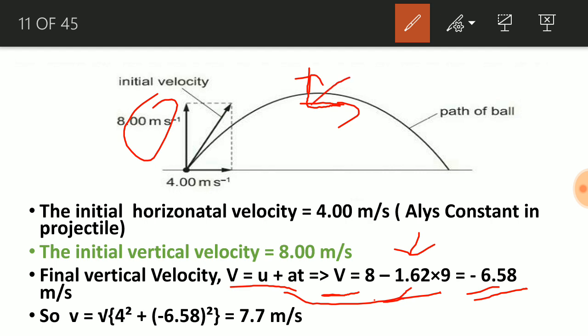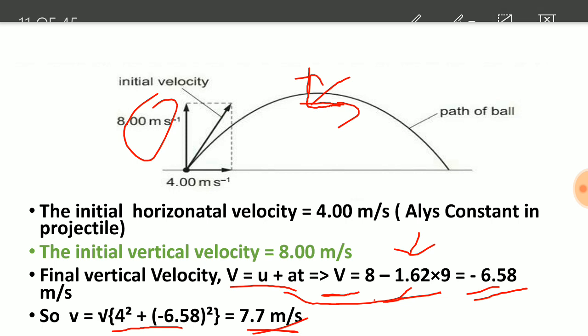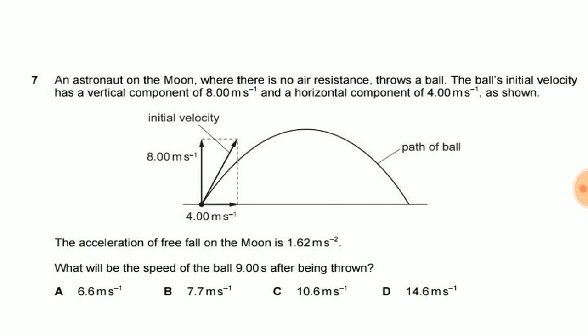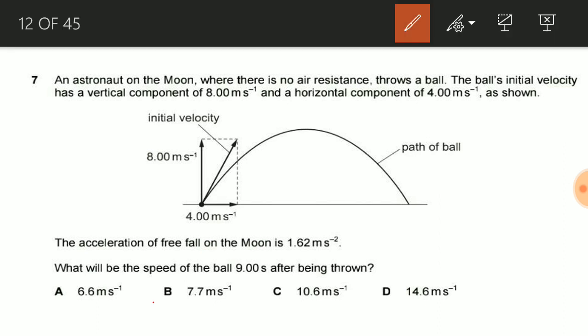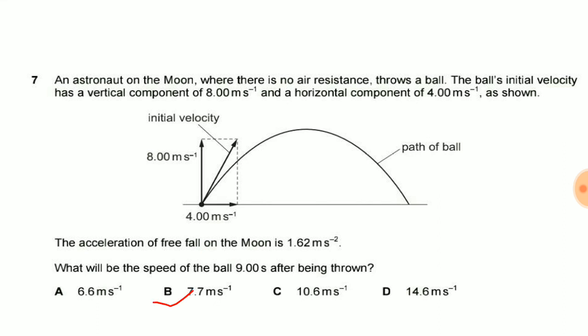Now the resultant velocity is obtained by this formula: the square root of the square of the final velocity towards the x-axis plus the square of the final velocity towards the y-axis, which will finally give us 7.7 meters per second. That is in option choice B. So option choice B is the correct answer for question number 7.